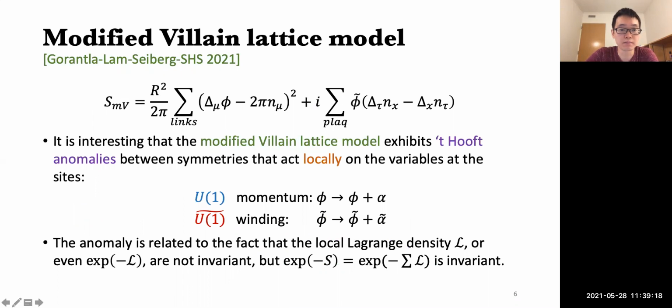It's interesting that this modified Villain action exhibits 't Hooft anomalies between two U(1) symmetries that act locally on the variables. The reason that there could be such a 't Hooft anomaly is related to the fact that the local Lagrangian density, namely the summand here, or even its exponentiation, is not invariant under the U(1) cross U(1) tilde symmetry. As you can see, if you shift phi tilde by a constant, it doesn't leave the summand invariant, but only after you sum over all the plaquettes will the exponential of the action be invariant.